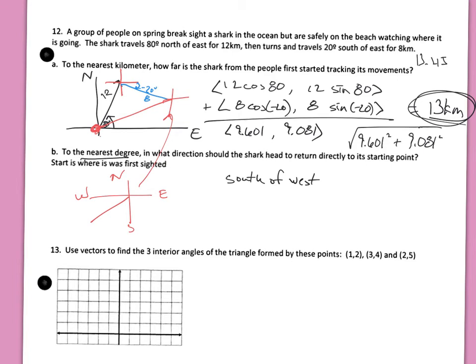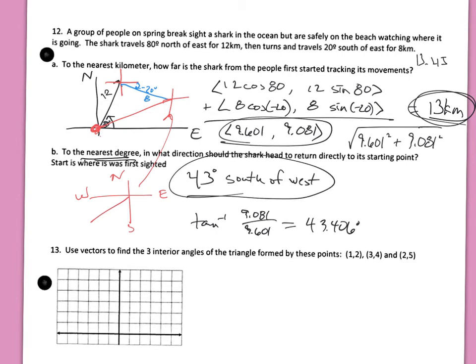To the nearest degree. So again, whole number. So we're looking at inverse tangent of b over a. This is where you get b over a from. So 9.081 over 9.601. Throw that in the calculator, it's like 43.406, which we're going to call 43 degrees because we're going to go to the nearest degree.